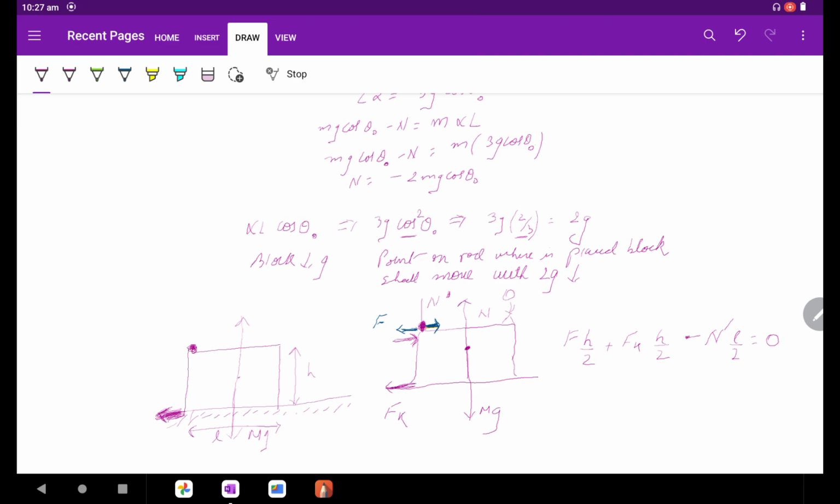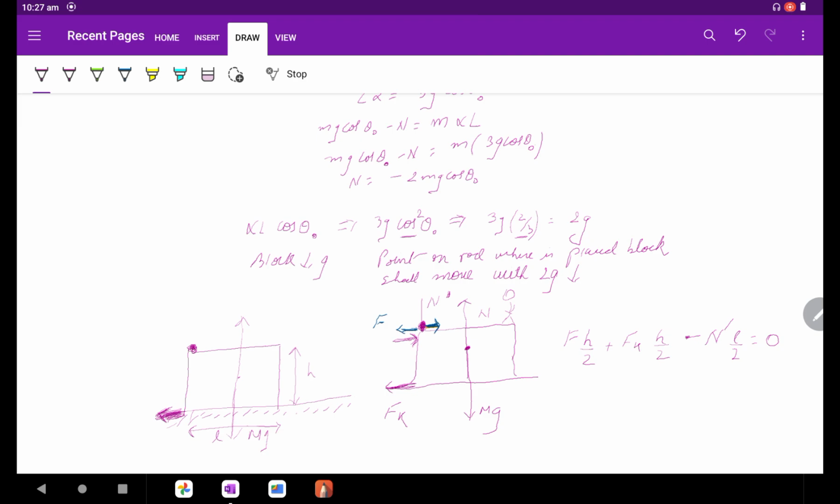Now what about N prime? N prime we know is equal to mg. We'll replace for N prime. What about Fk? Fk will be equal to mu k into N. So replace it by mu k into N. What about F? What is F over here? F will be mass into acceleration of the frame.